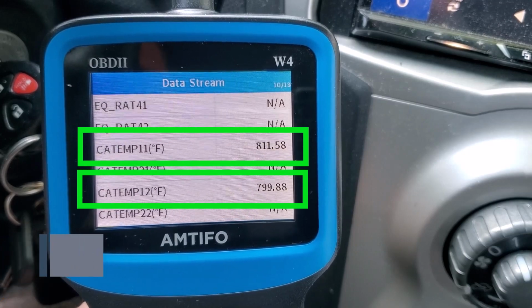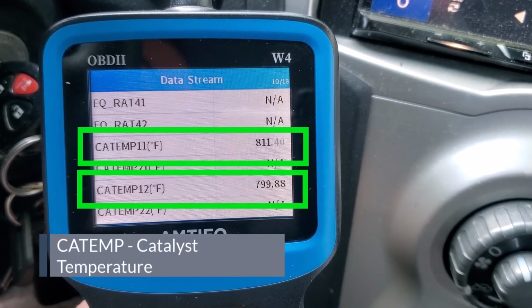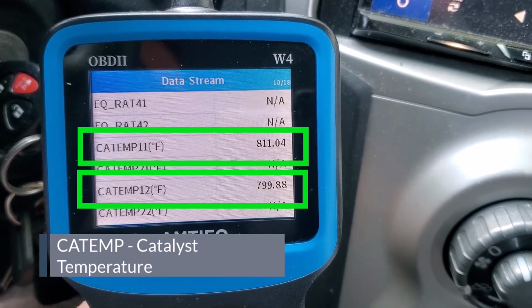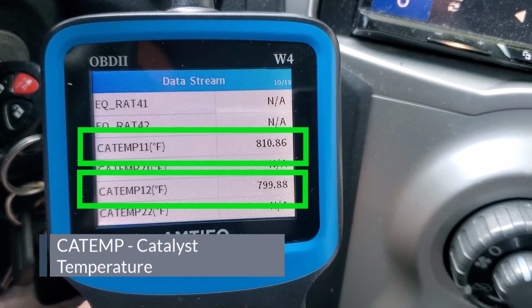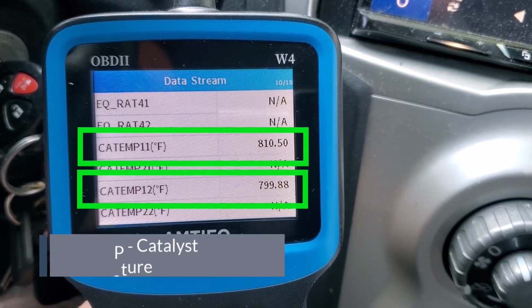Now, the cat temp 1.1 and cat temp 1.2, cat temp bank 1 sensor 1, cat temp bank 1 sensor 2. They're kind of self-explanatory. These are the temperatures of those catalytic converters, and these can be in Celsius or Fahrenheit, and I have mine set to Fahrenheit.